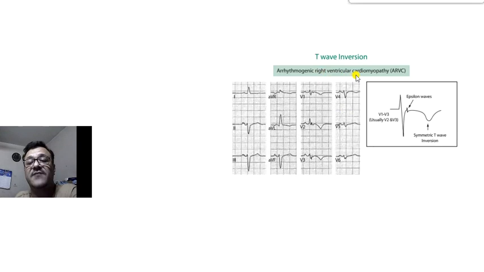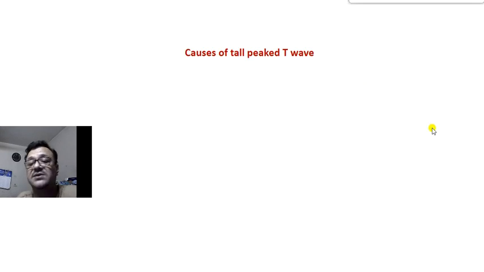Now arrhythmogenic right ventricular cardiomyopathy is one type of cardiomyopathy. Look at the symmetrical T wave inversion. In arrhythmogenic right ventricular cardiomyopathy, this is the epsilon wave, and that is followed by the symmetrical T wave inversion.